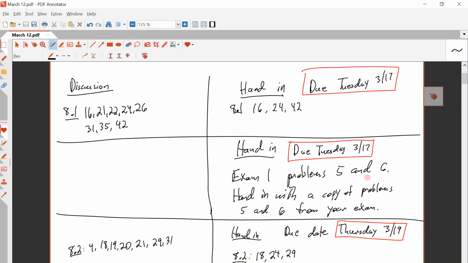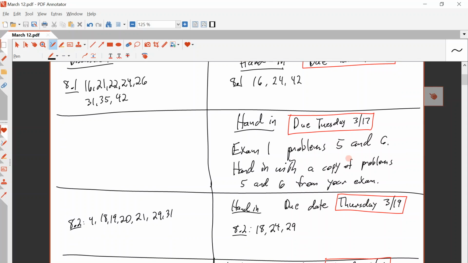And hand it in with a copy of problems 5 and 6 from your exams. So I will correct those, take the difference in points, and I'll give you partial credit for that on the first exam. That way you have a little bit better score on your first exam, and I make sure that you understand that problem.